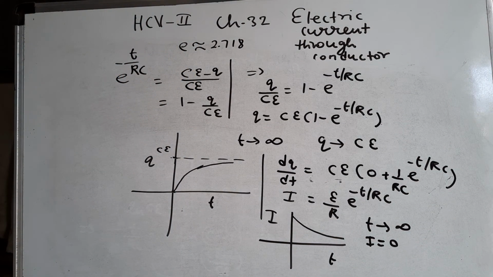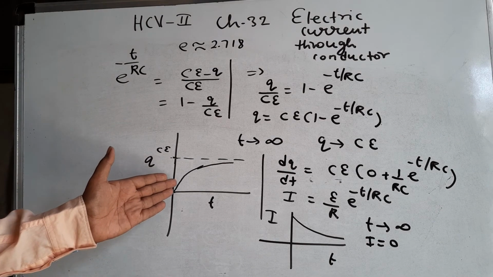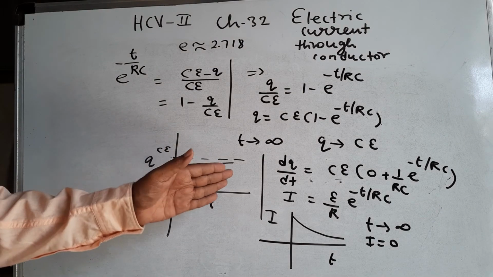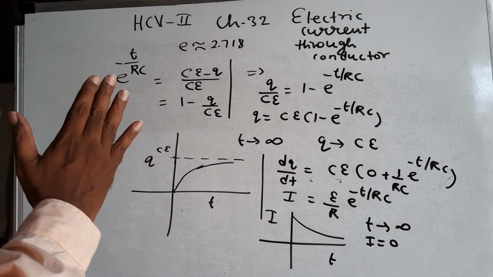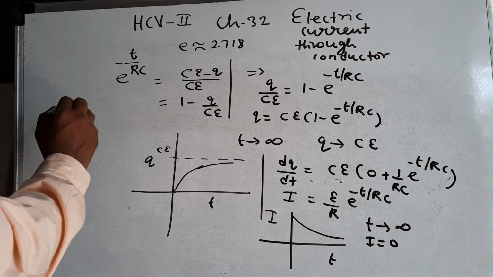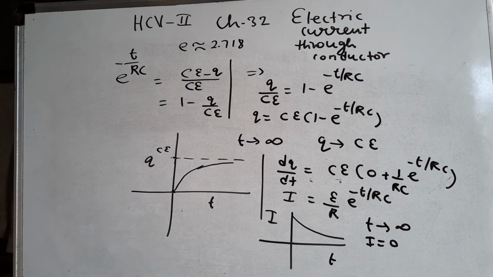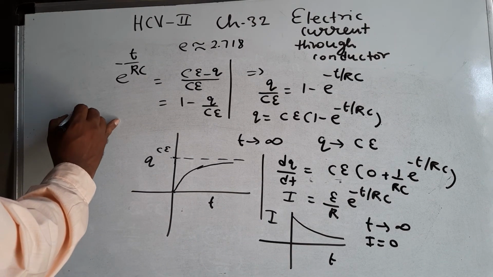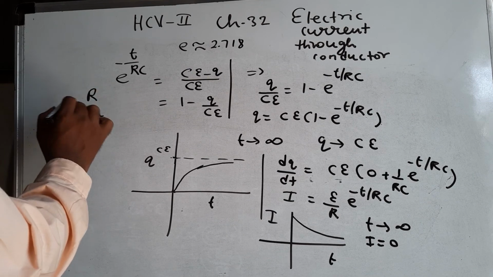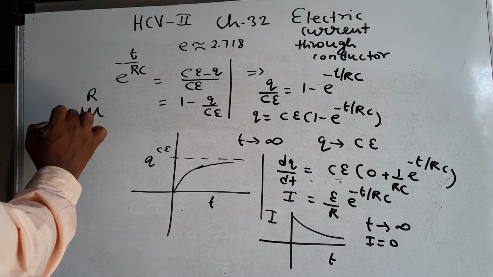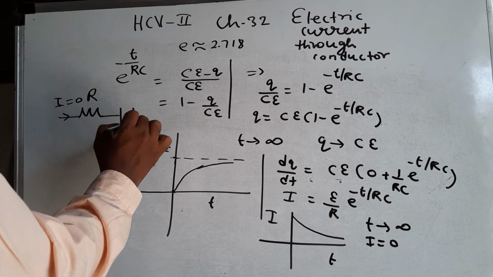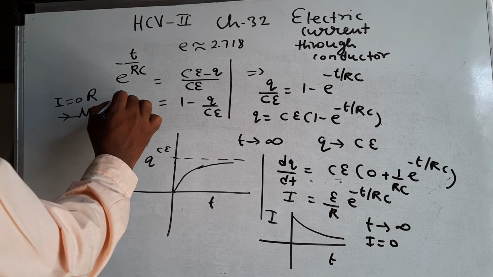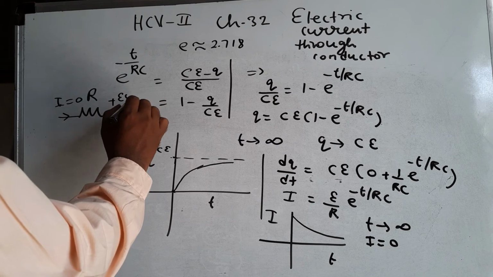So you can see that the charge increases, and as the charge increases, the current decreases. Ultimately, current will become 0, and your capacitor will be fully charged. You can say that after a long time, the resistance will have 0 current, but the charge will become plus CE and minus CE.